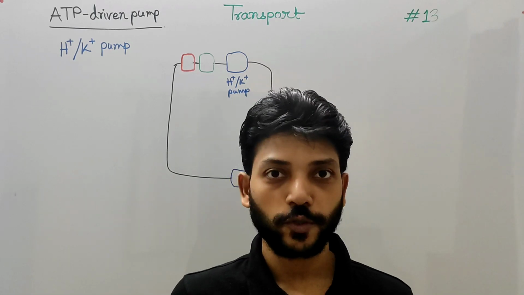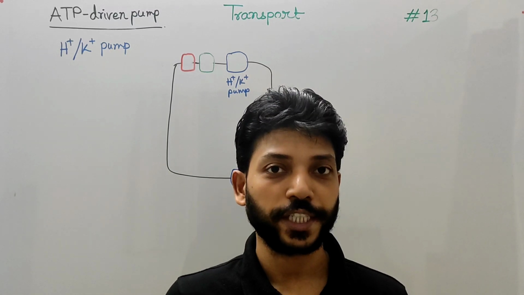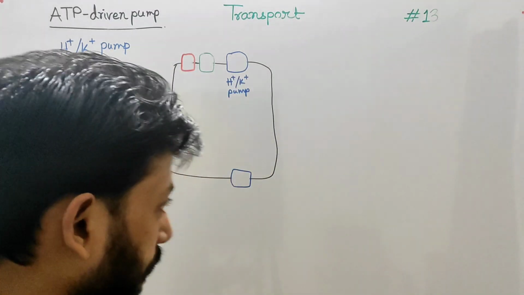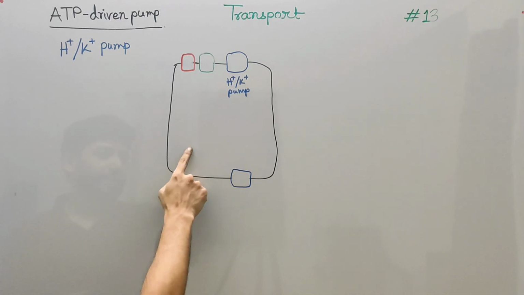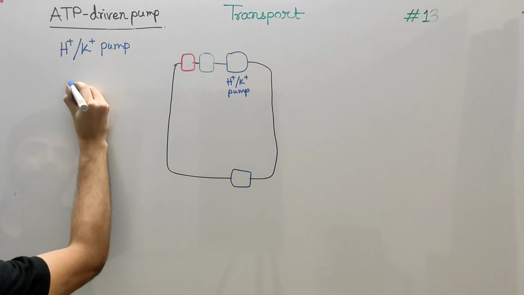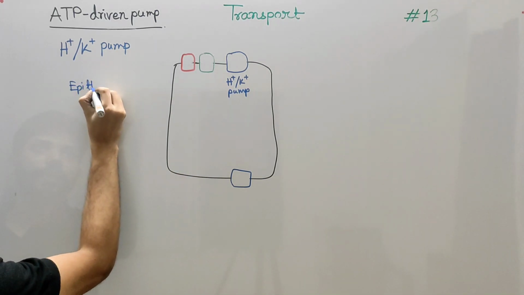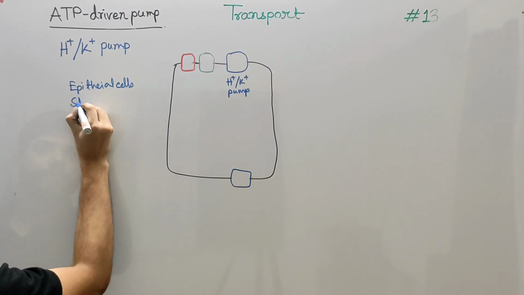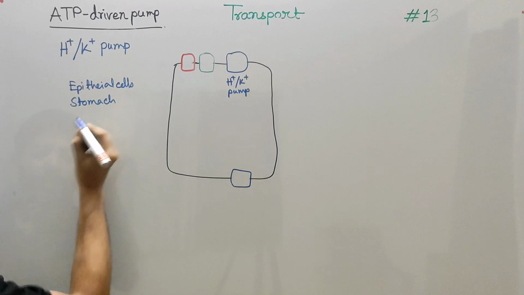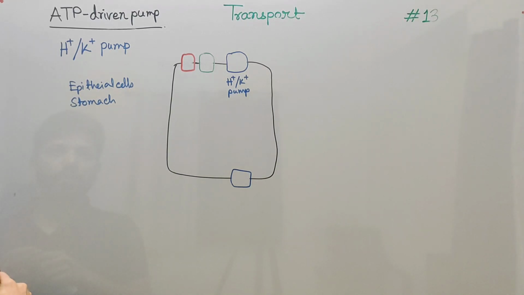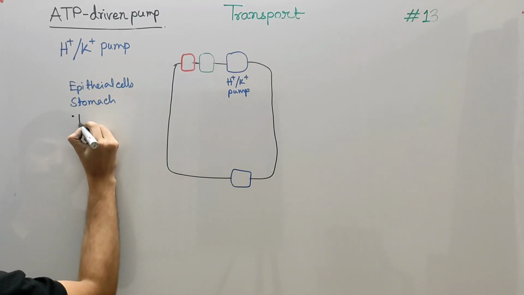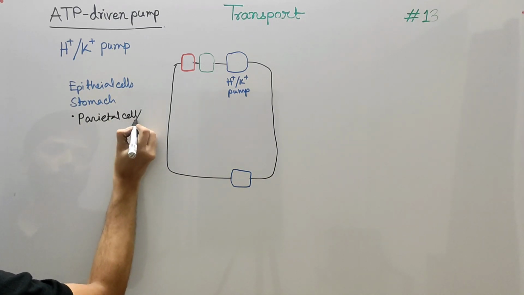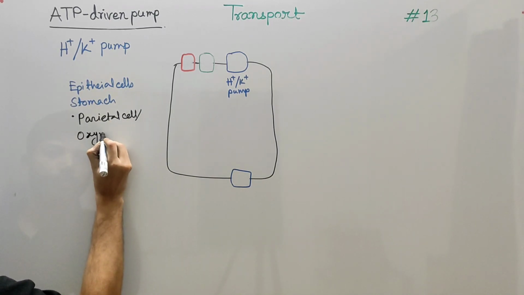Welcome everyone. Today we are going to learn about how the hydrogen potassium pump in the stomach generates the low pH. At first I want to mention that this is an example of an epithelial cell present in the stomach. This cell is called a parietal cell or oxyntic cell.